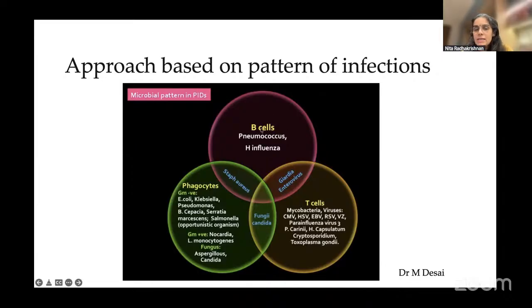B cell deficiencies generally present with bacterial infections, and again specific infections like pneumococcus, H. influenzae are common. Some of the gut infections which are common is Giardia. And then B cell deficiency can also cause viral infections, especially enteroviral meningitis can be there.